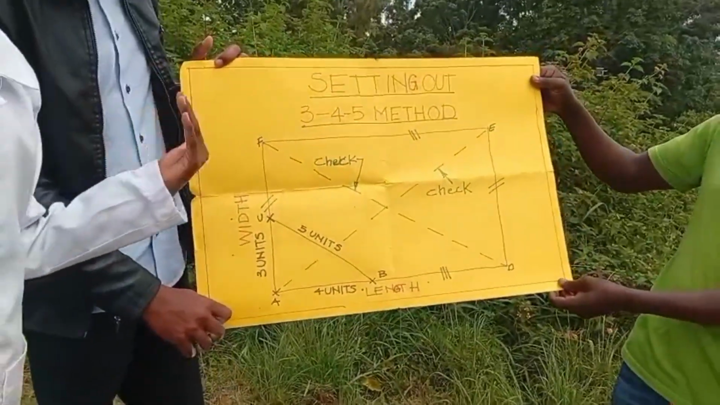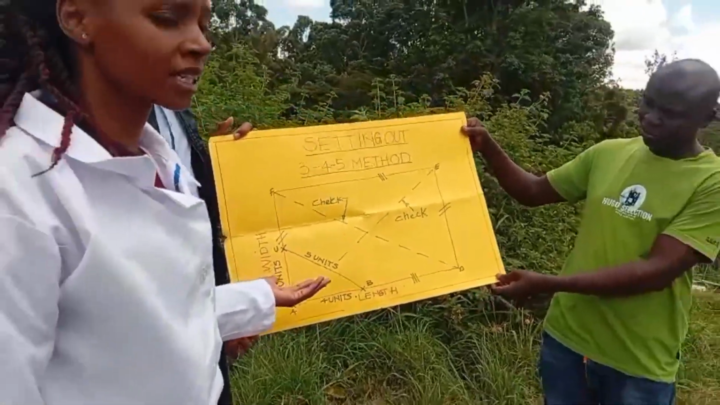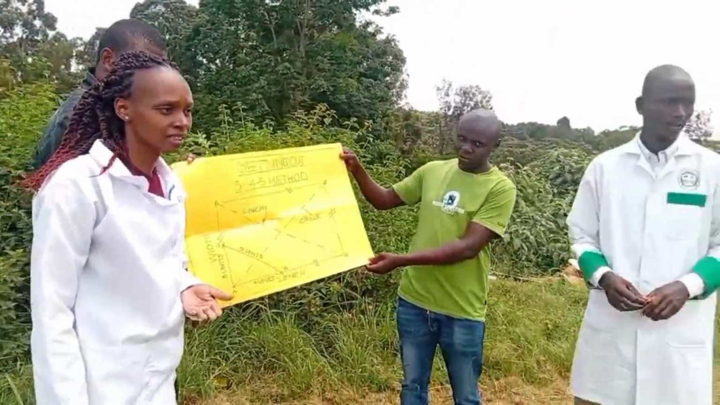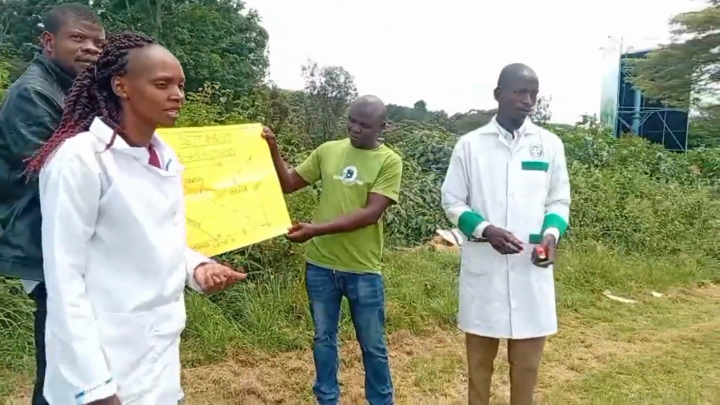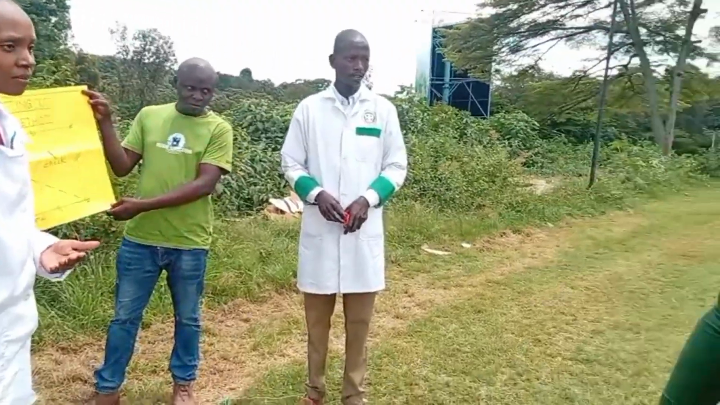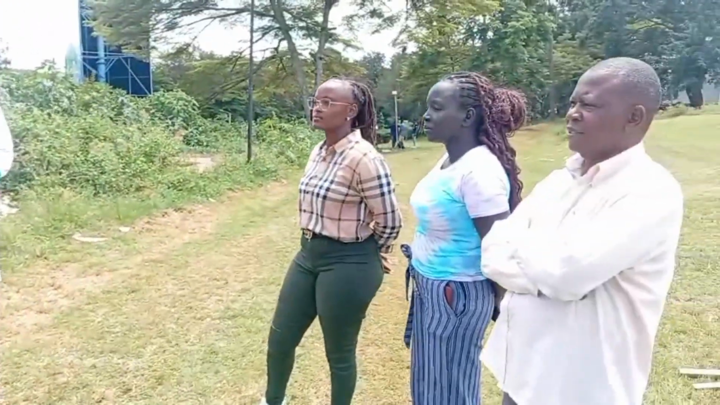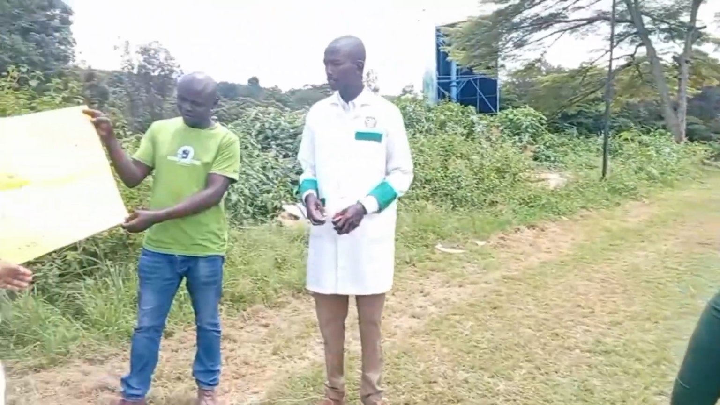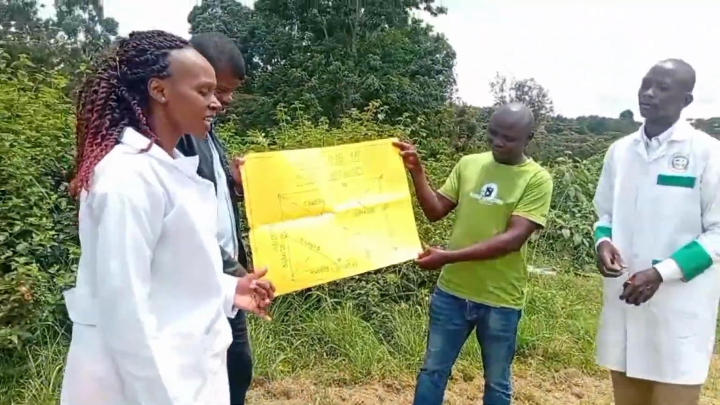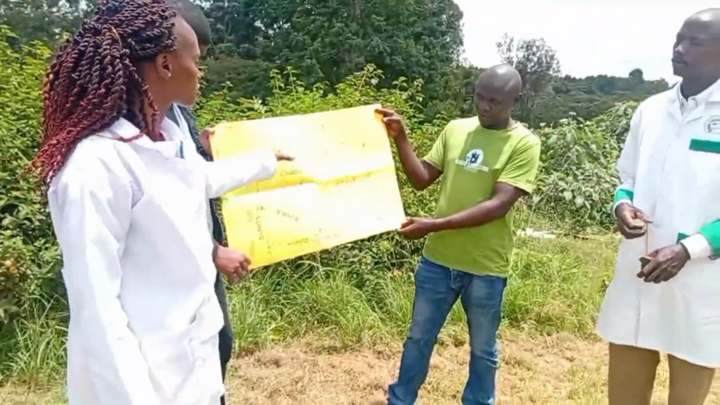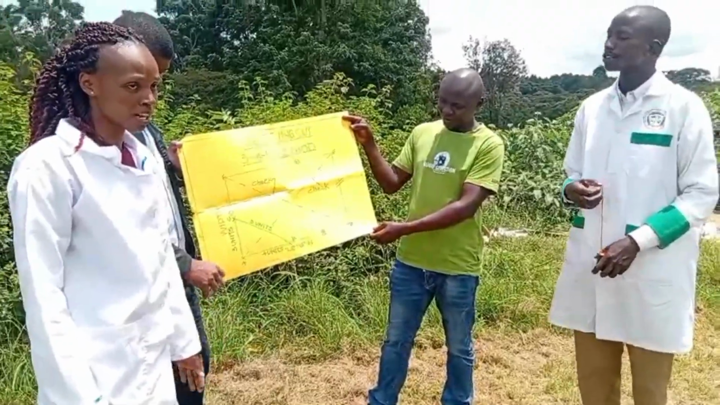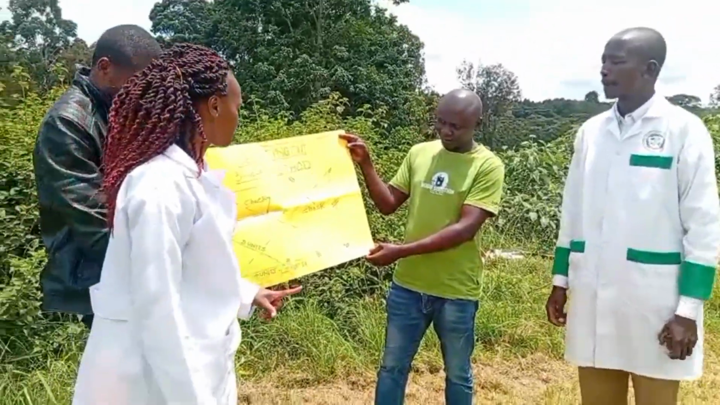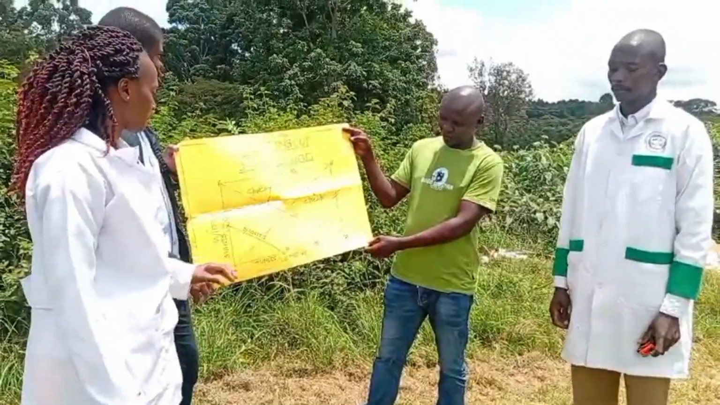We know there are other methods of setting out a building. Who can remind us one? The builder square method. It is okay. So we have the builder square method, and then we have setting out using the 3, 4, 5 method. Now for today, we are going to use the 3, 4, 5 method.